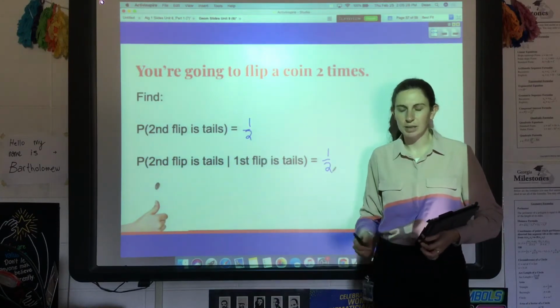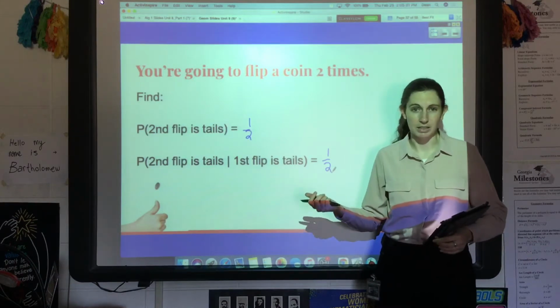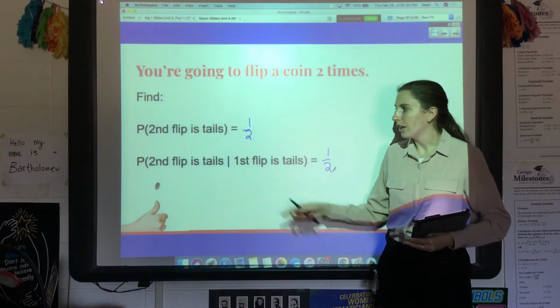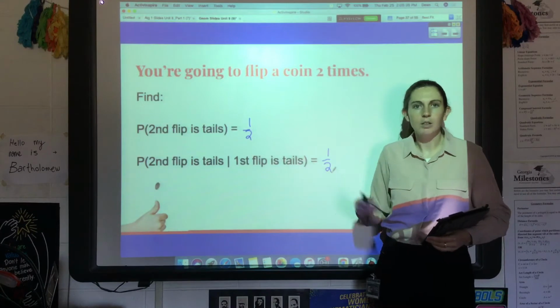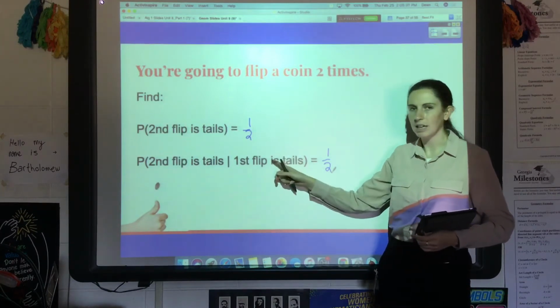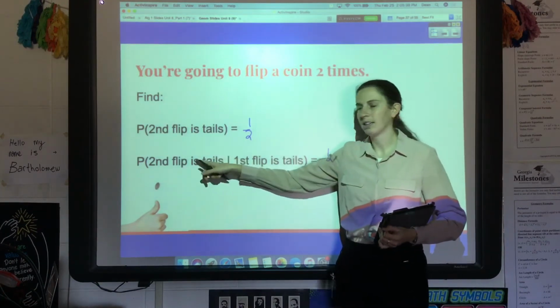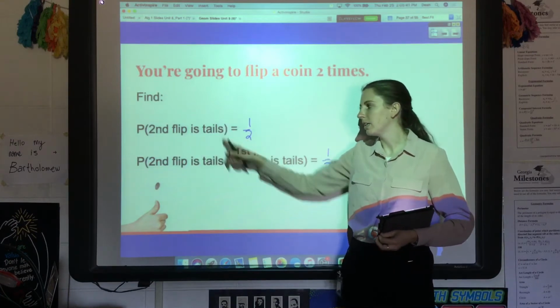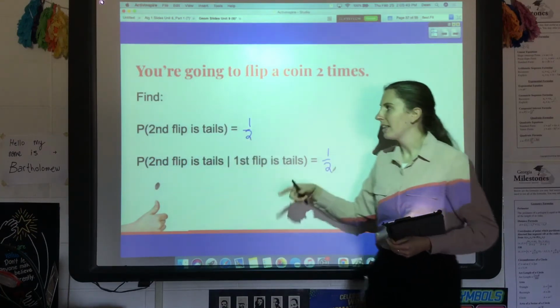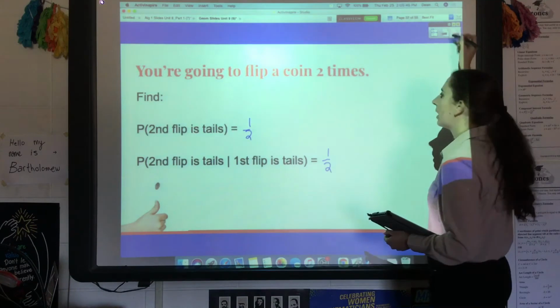Just because I flipped tails once doesn't mean I'll flip tails again. So this right here basically tells me that those are independent. The first flip did not impact the second flip's probability. These two were the same. And this is basically the rule that we're going to talk about.